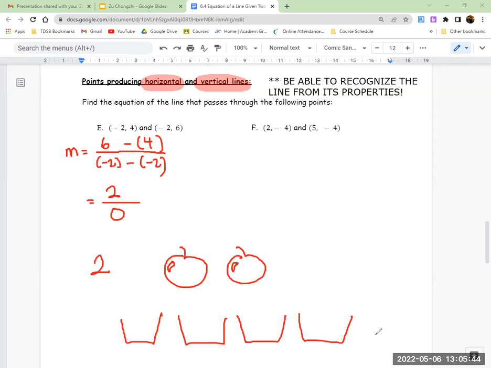I have 2 apples. I want to put them in baskets. Every single one of these baskets must have 0 apples. That's what I'm dividing by 0. That's what I'm saying. How many baskets do I have? In other words, it could be 1 million, it could be 2 million, it could be any number I want. This is undefinable.